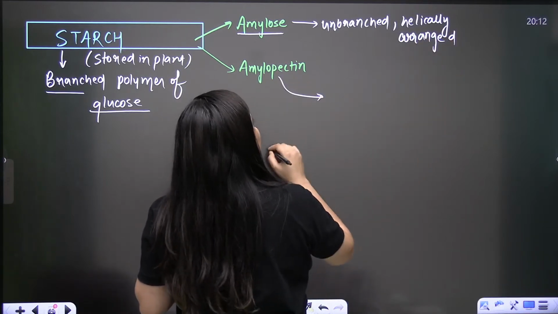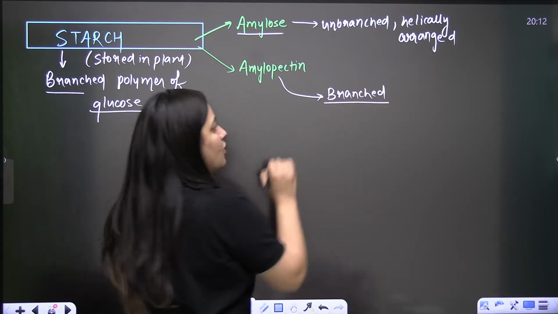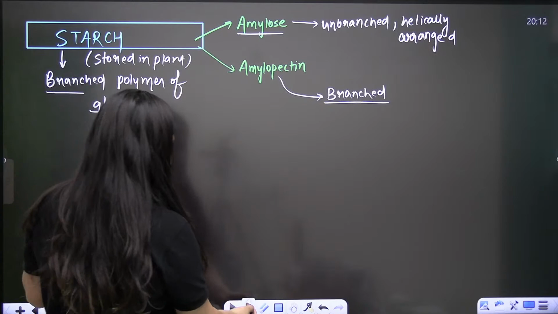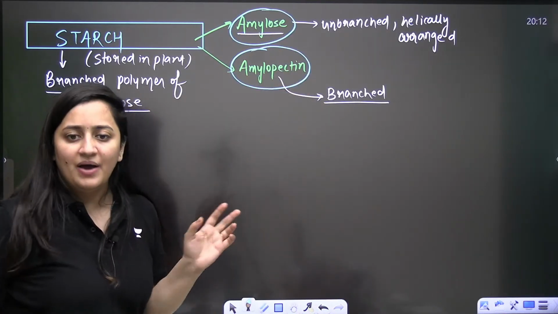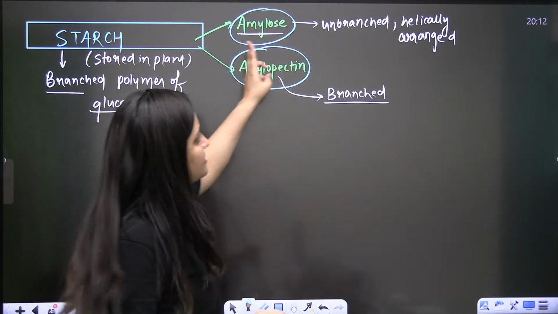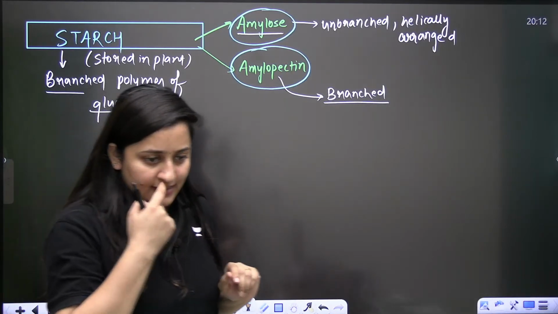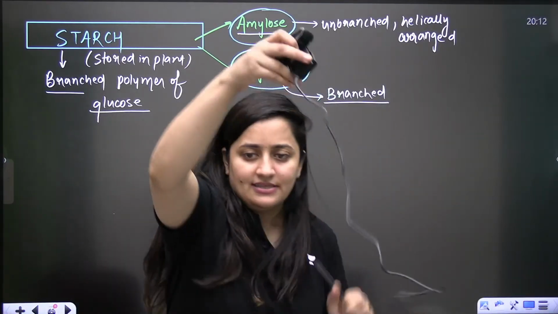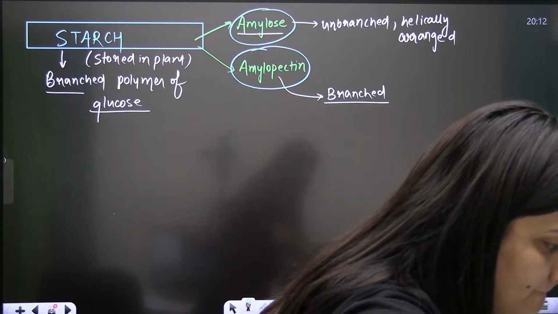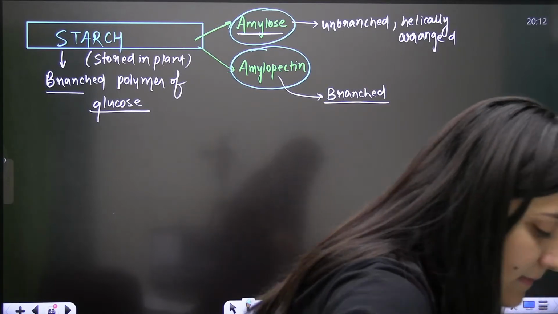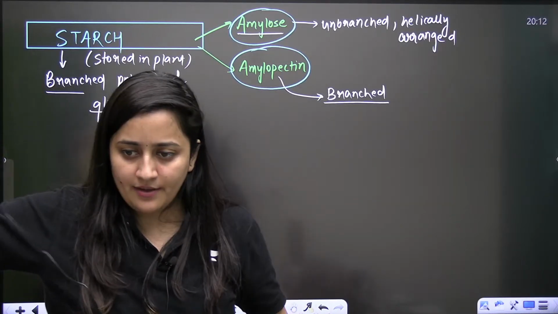And when you talk about the amylopectin, it is branched. Now, many times students get confused. Actually, your starch is made up of these two forms, amylose and amylopectin. Now, this amylose is unbranched but helically arranged. Right now, what is the meaning of this? Okay, so let's say this is a wire. This is a straight chain.